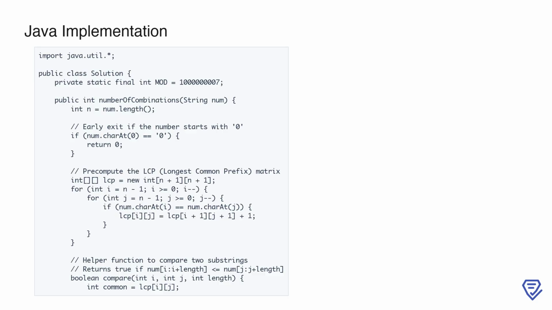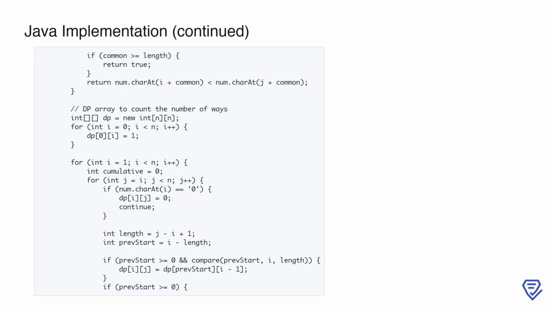Next, we pre-compute the longest common prefix, or LCP, matrix. This matrix helps us efficiently compare substrings later on. The LCP matrix is built by iterating backward through the string. For each pair of indices, if the characters match, we increment the LCP value based on the next diagonal value, essentially extending the common prefix length. This pre-processing step ensures that we can compare substrings in constant time during the main logic of the algorithm.